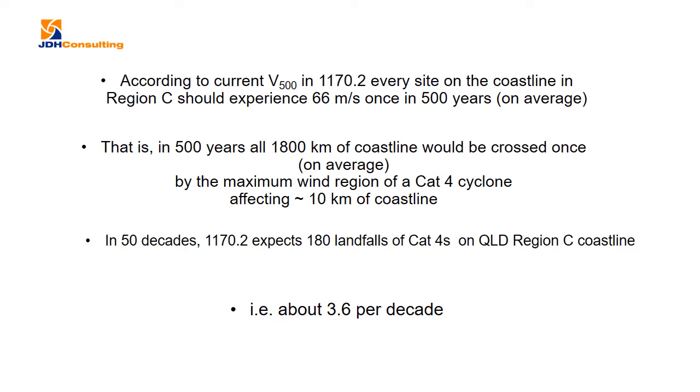So how many storms would that take to produce every point along that coastline to see that value of wind speed? Well, it's pretty obvious it would be 180 storms, with each one with a 10-kilometre range, affecting the whole of the coastline over that period. So in 500 years or 50 decades, the standard 1170.2 expects 180 landfalls of category 4s and above. That works out to be 3.6 per decade.